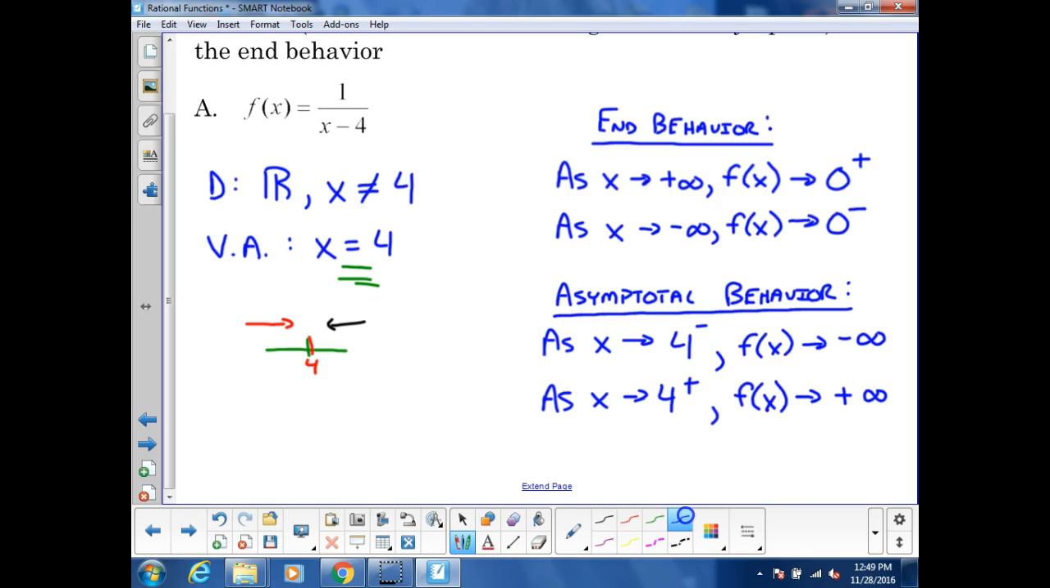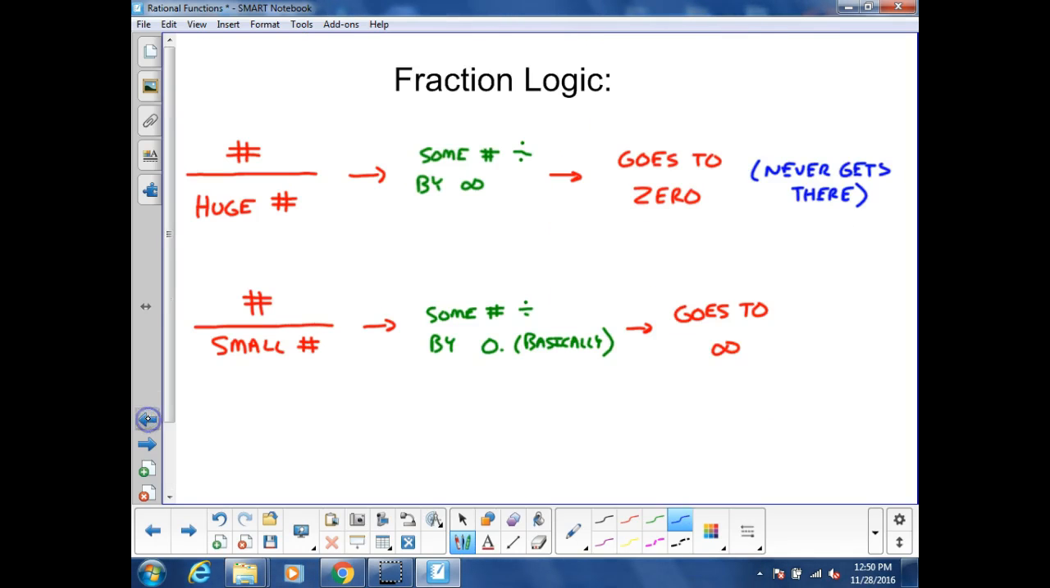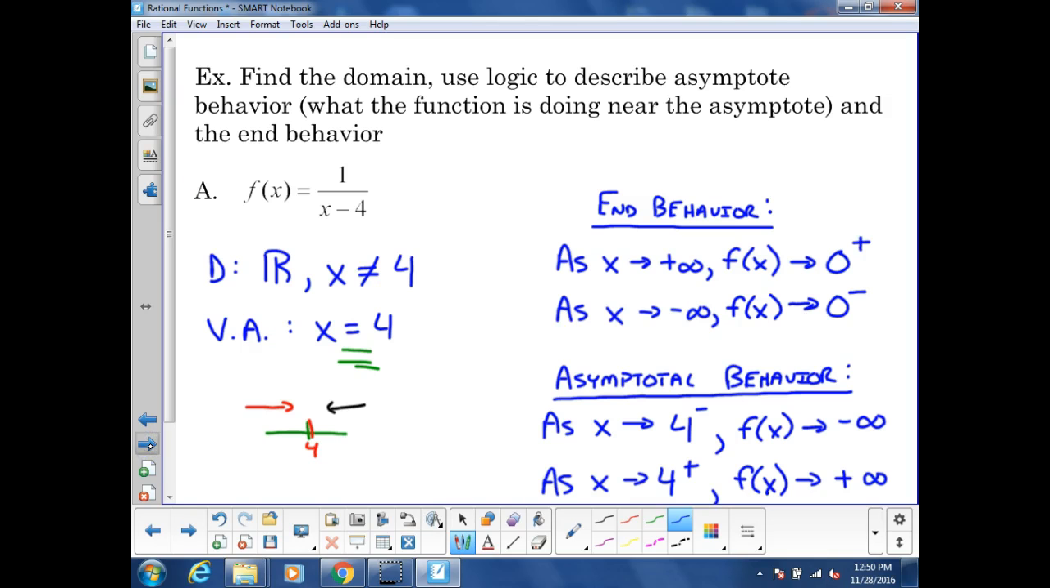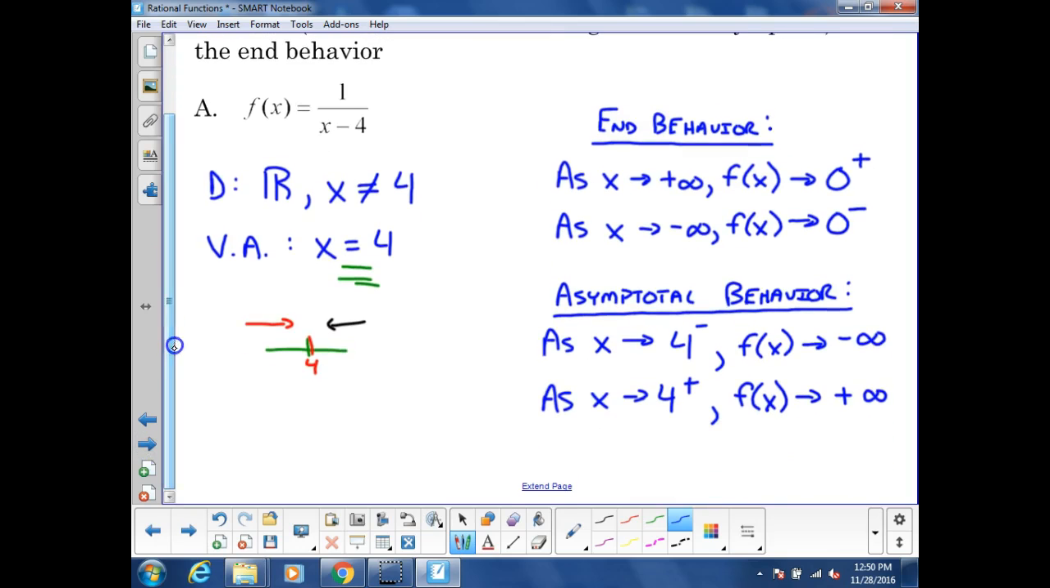Okay? I cannot stress fraction logic enough. Okay? It will simplify your lives to do this. Okay? Because it gives you a great check when we actually get into graphing these on Thursday. Okay?